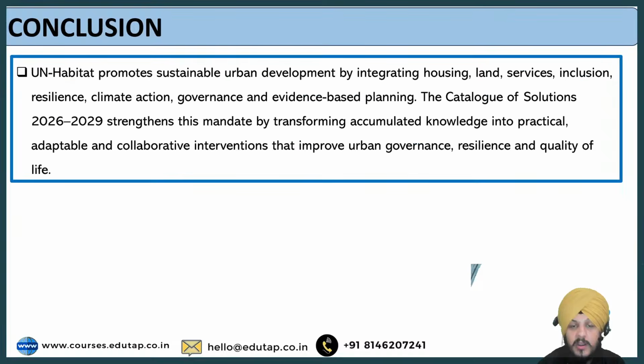Lastly, we have the conclusion. UN Habitat promotes sustainable urban development by integrating housing, land, services, inclusion, resilience, climate action, governance, and evidence-based planning. And the catalog of solutions 2026 to 29 strengthens this mandate by converting accumulated knowledge into practical, adaptable, and collaborative interventions that improve urban governance, resilience, and quality of life, right? So just a brief conclusion for you, and I hope it is clear to you.